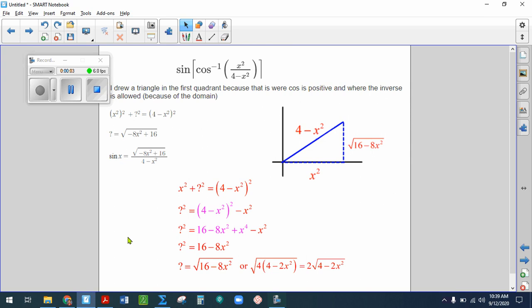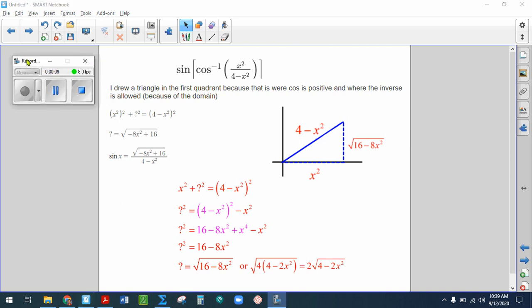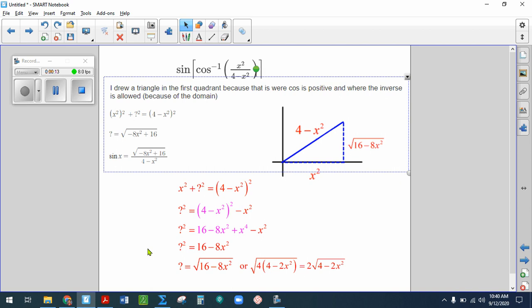All right, this was number 2 on the quiz. Find the sine of the inverse cosine of x squared over 4 minus x squared. So I copied this from somebody's. It said, because I told you guys to kind of explain a little bit. So really, this is what I wanted. I wanted you to explain, and I wanted you to show me the math.